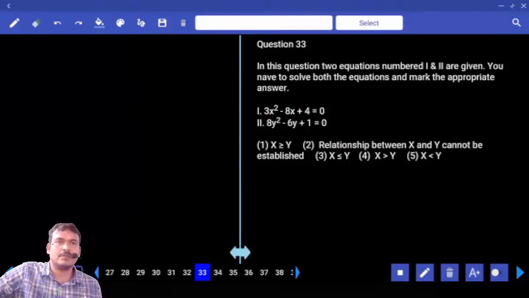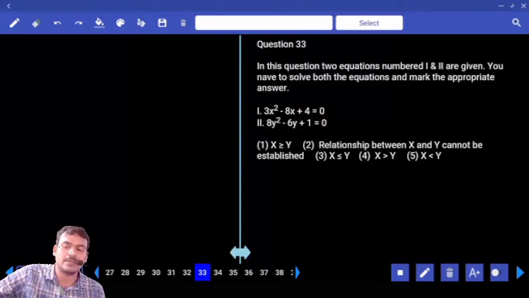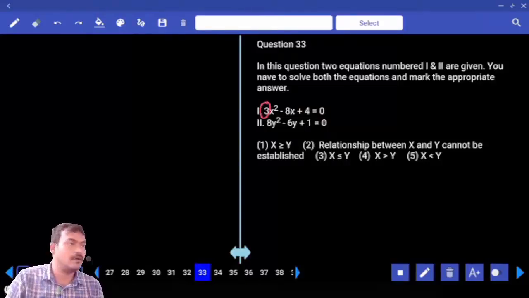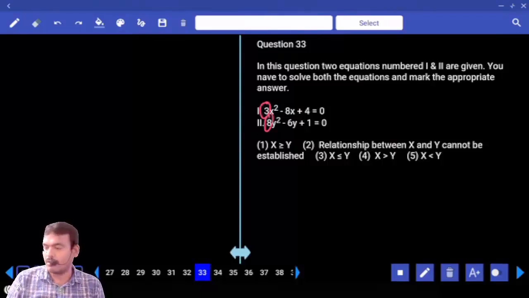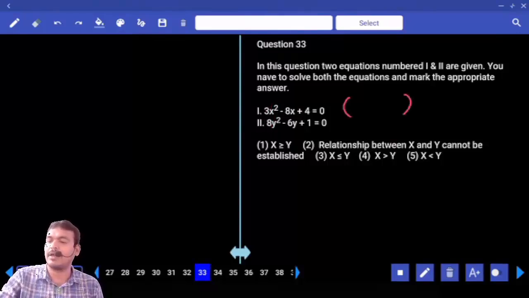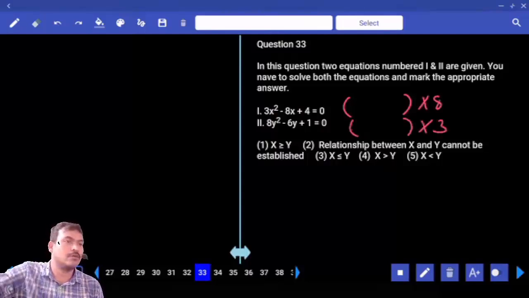Next question number 33. Quadratic equations. 3x square minus 8x plus 4 equal to 0. Second one, 8y square minus 6y plus 1 equal to 0. What is the coefficient of x square? 3. Coefficient of y square? 8. What is the LCM of 3, 8? 24. Means x roots are multiplied by 8 times. Y roots are multiplied by 3 times.